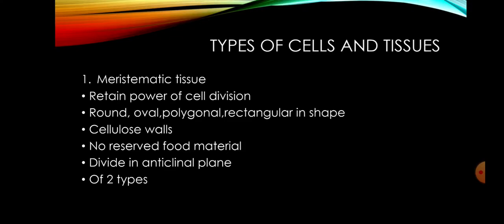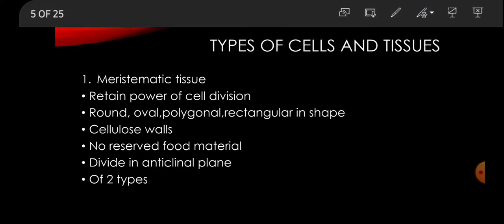Now the first one, the meristematic tissue. Meristematic tissues are the ones that retain their power of cell division, meaning they can divide all throughout the growth of the plant. पूरे लाइफ टाइम तक वो डिवाइड करते रहते हैं. These are called meristematic tissue.